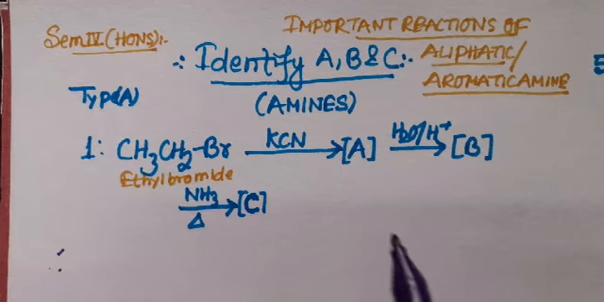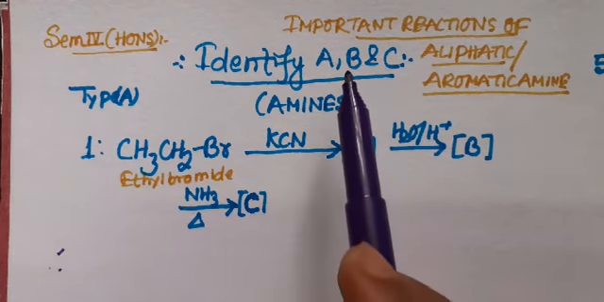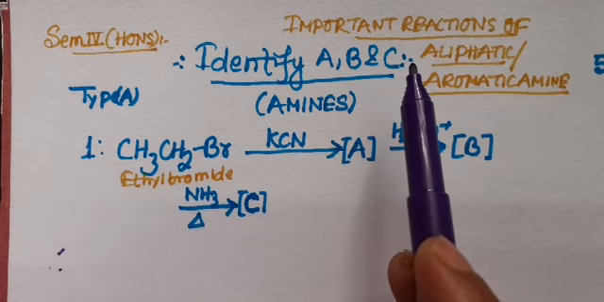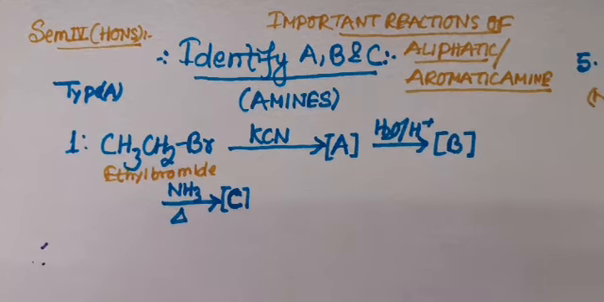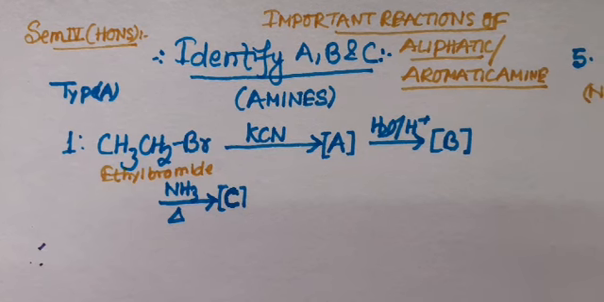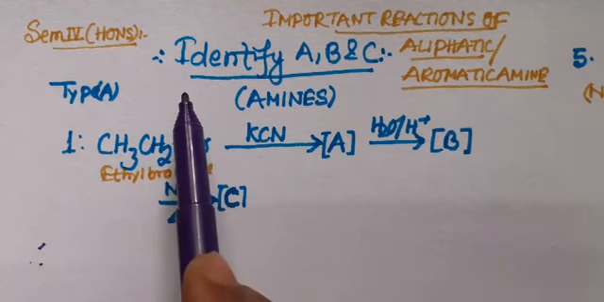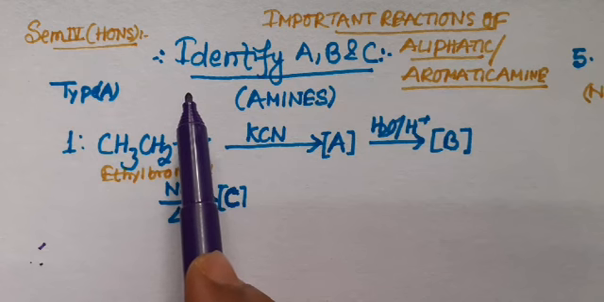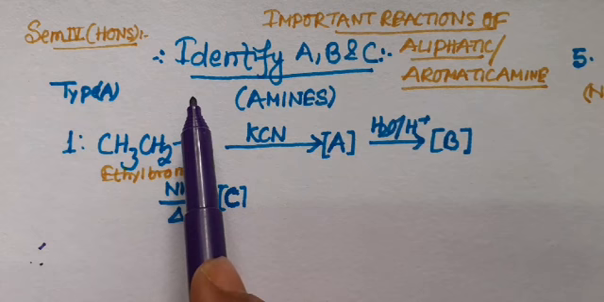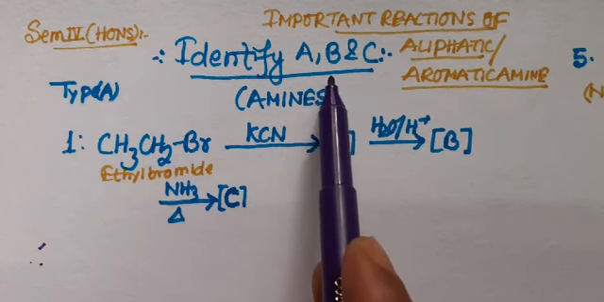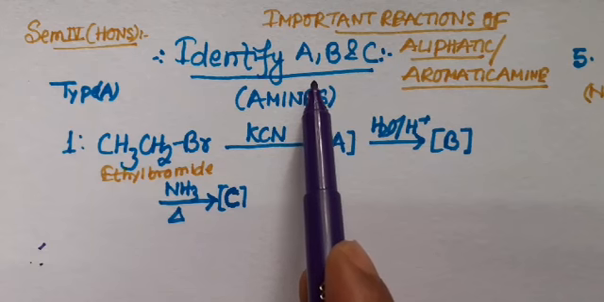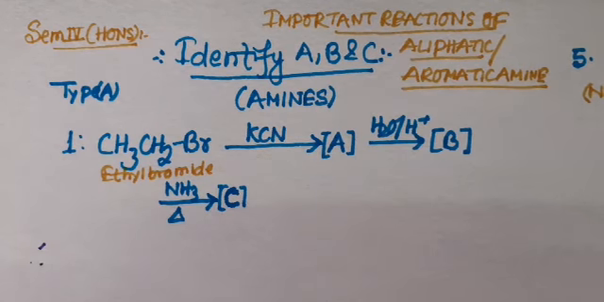Hi student, in today's session we will talk about some of the important reactions of aliphatic and aromatic amines and some questions based on aliphatic and aromatic amines. At first we will discuss some of the reactions in which we have to identify A, B and C, which means the products obtained after the reaction.